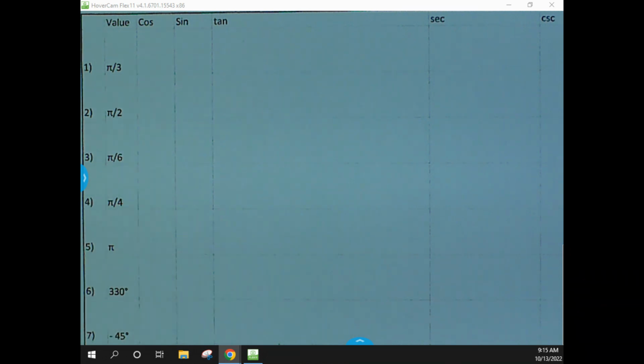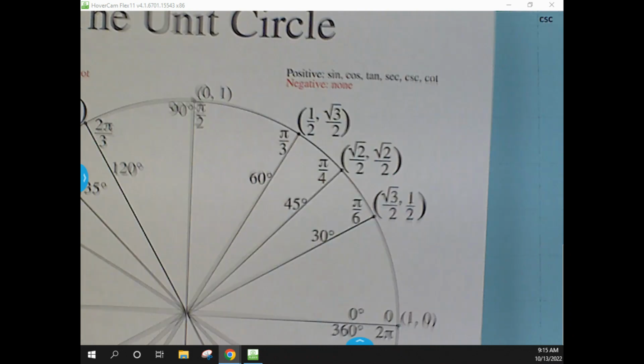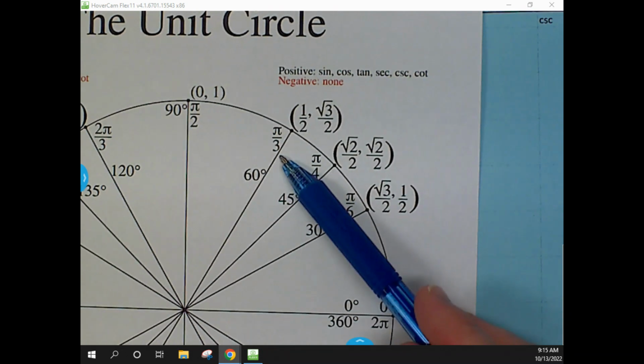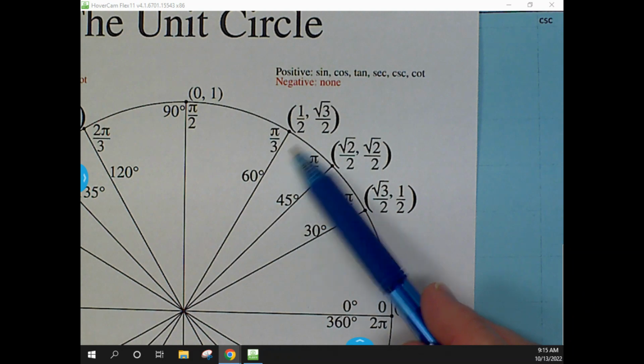Okay, so very first thing is we've got cosine of pi over 3. We're going to make sure everybody's good to do this because this is going to walk us into where we need to be. Pi over 3 is right here. So what is the cosine of pi over 3? 1/2, right? So on your sheet, go ahead and put the 1/2 in there.